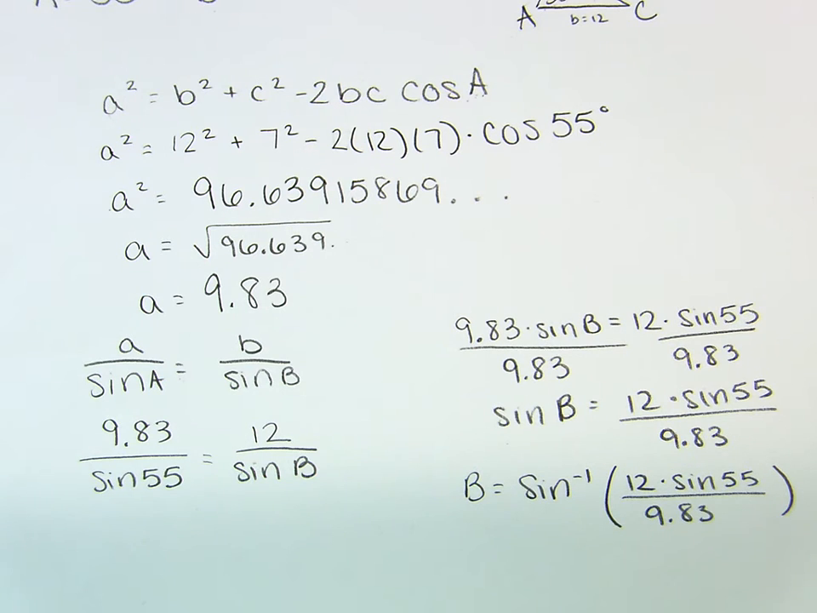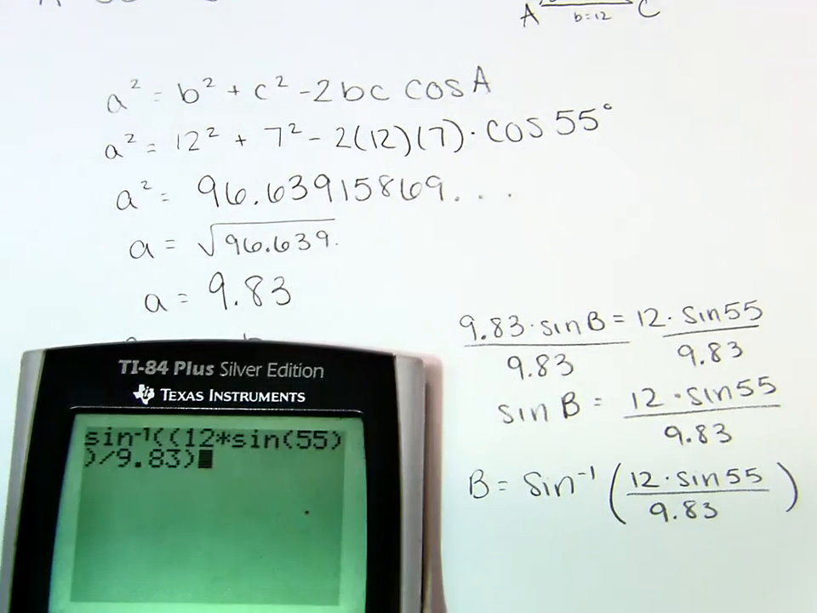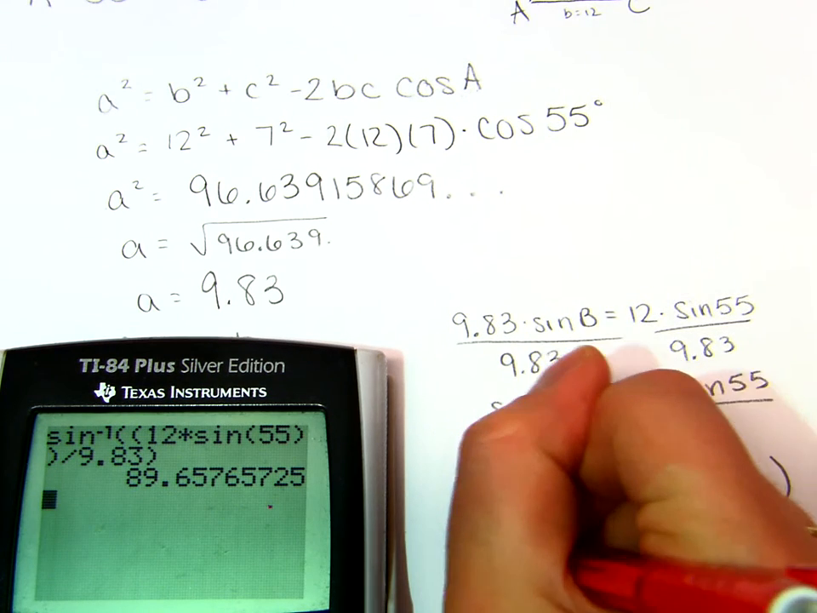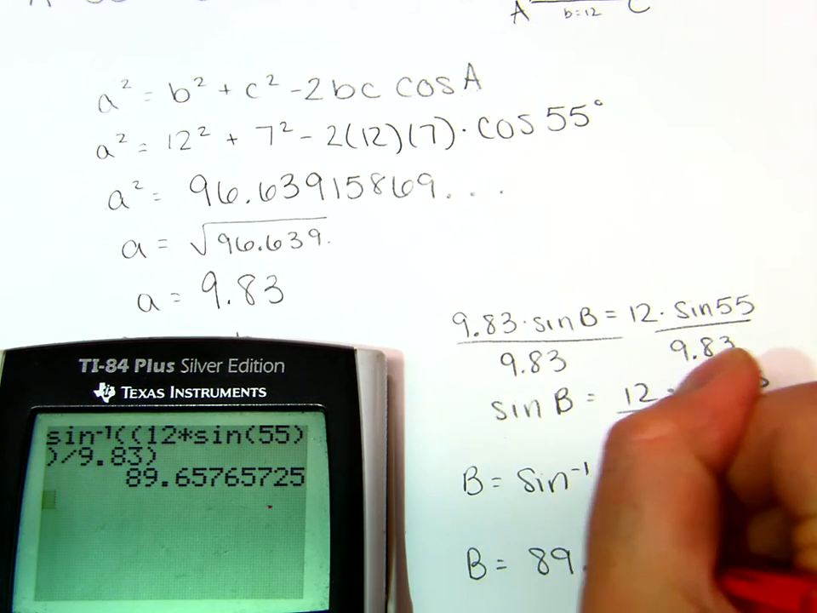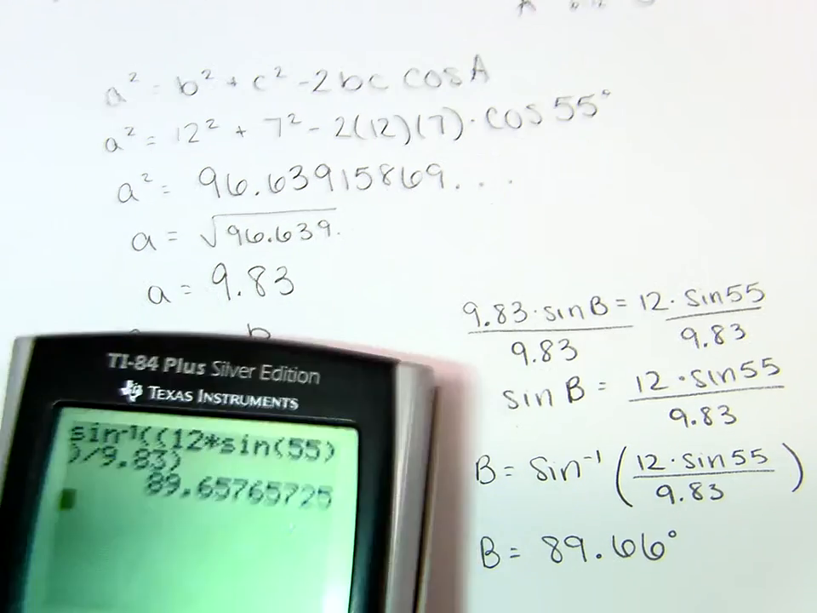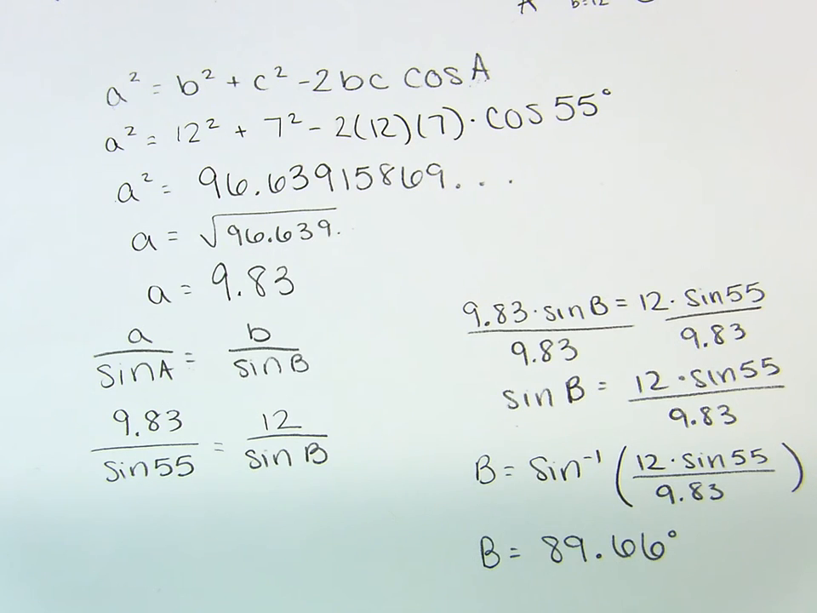So if I type that in my calculator, sine inverse, remember, is second sine. 12 times the sine of 55 divided by 9.83. So that's what I'm typing in. And I get angle B is equal to 89.66 if I'm rounding to the nearest hundredth. So now I have angle B.